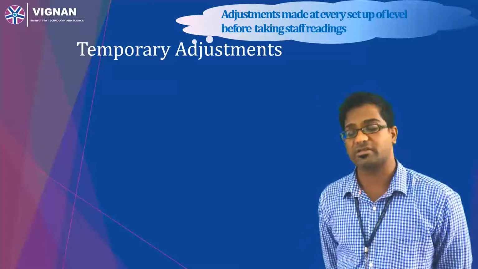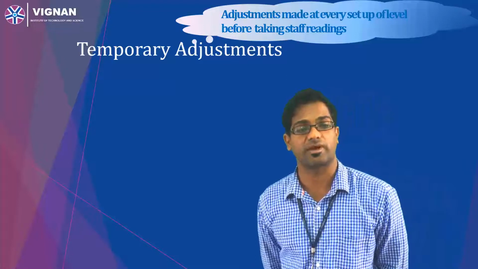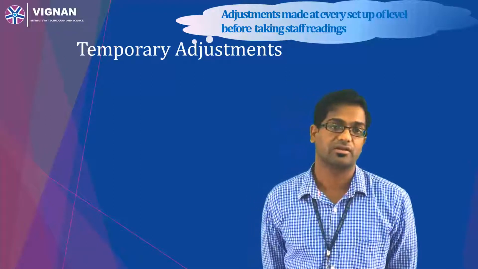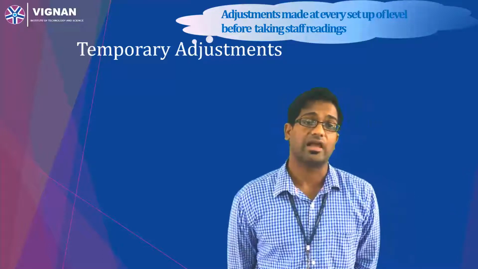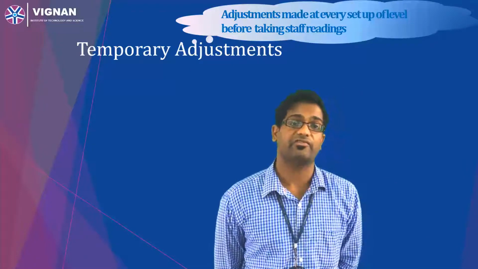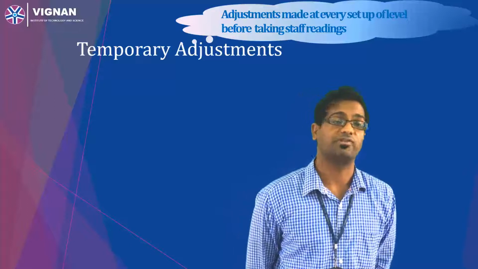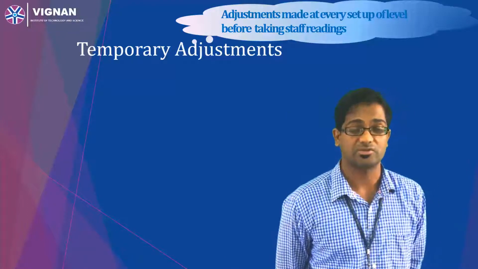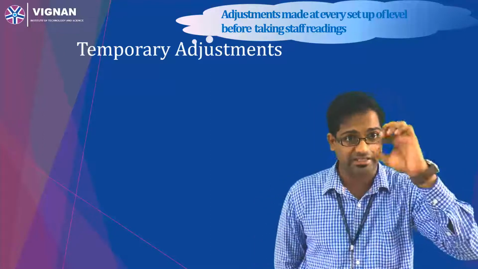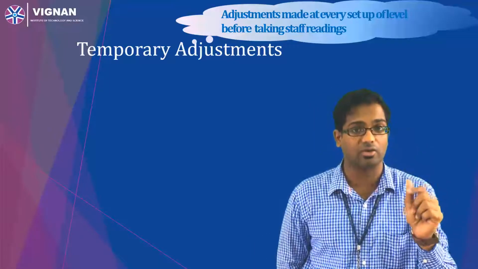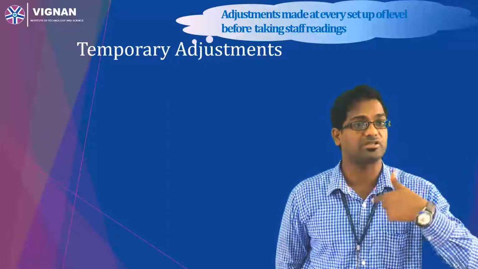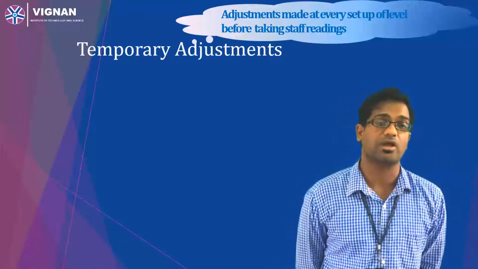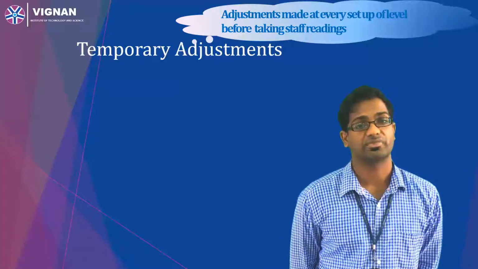There are different steps before taking any measurements with a leveling instrument. The adjustments made for every set of leveling before taking any readings are called temporary adjustments. Which means before you start sighting a point and calculating the value, you need to do certain operations in order for the next things to happen. Those adjustments are called temporary adjustments.